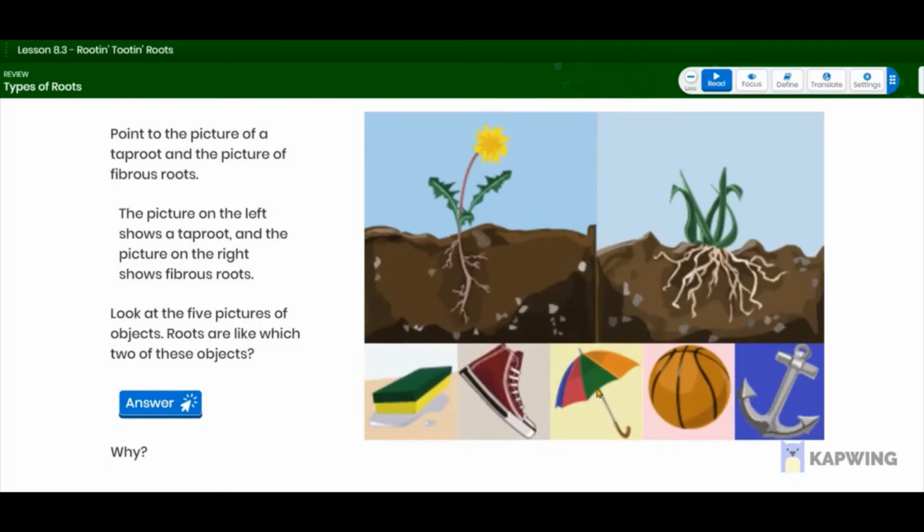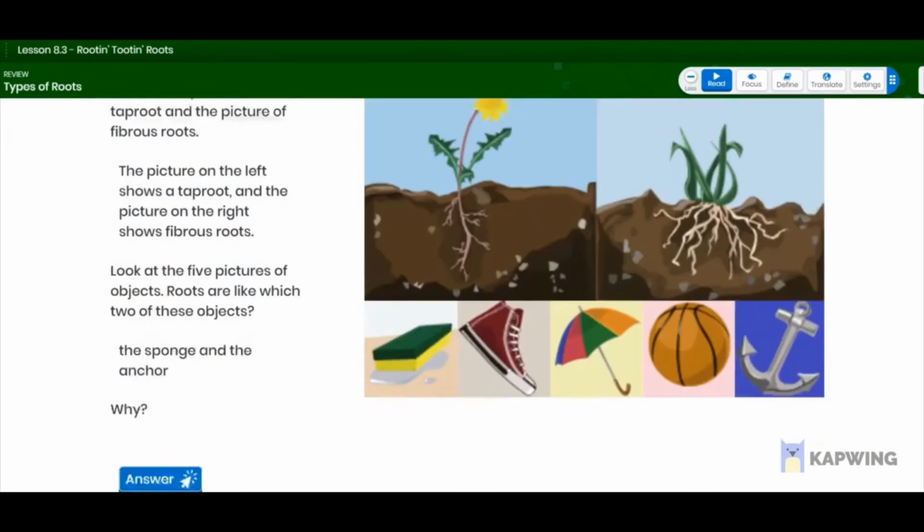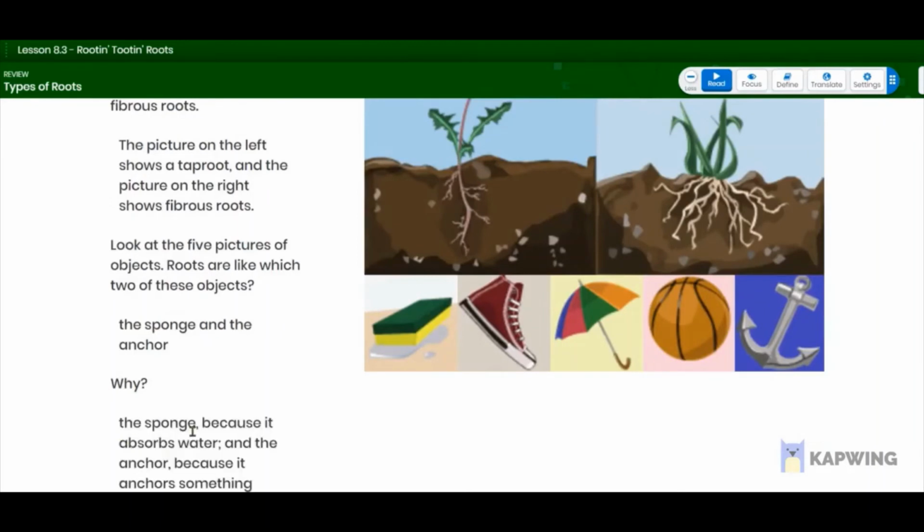No, roots aren't like shoes. They aren't like umbrellas. They aren't like basketballs. But they are like anchors, because remember, roots hold on to the soil. Yeah, roots help the plant hold on to the soil, kind of like anchors help boats hold on to the ground. Why? Okay, we also talked about this. Yeah, sponge because it absorbs water, and the anchor because it anchors something.